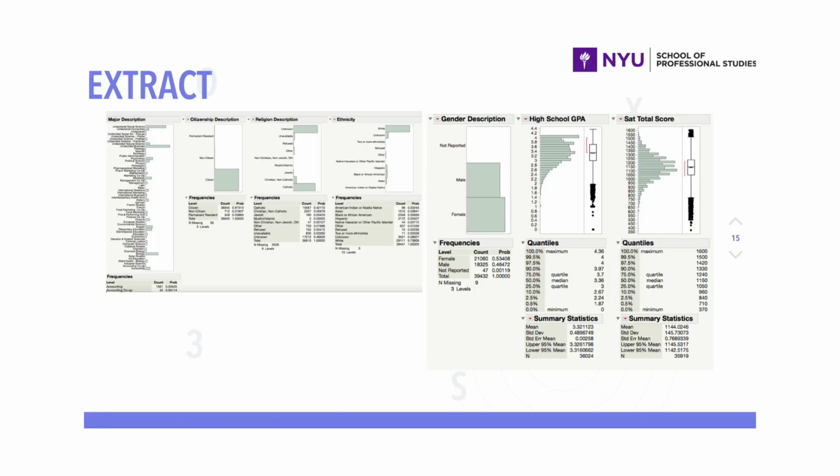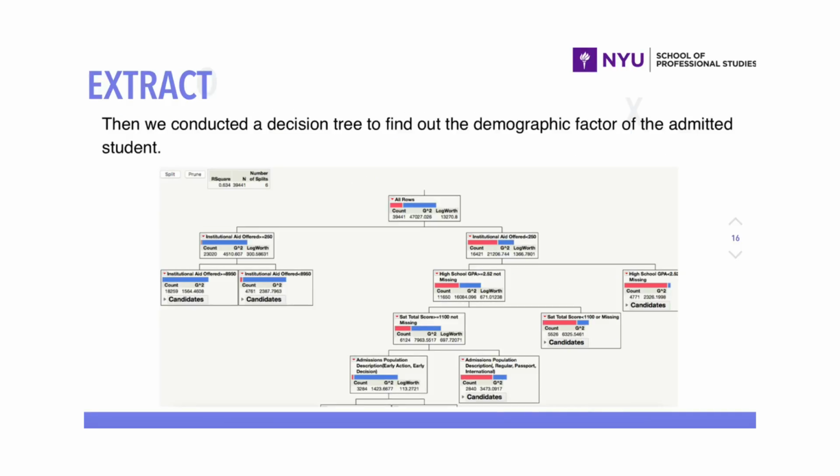Then we conducted a decision tree to find out the demographic factor of the admitted student. Blue indicates the admitted student and red indicates the students that are not admitted. From the decision tree, we found that students that are offered institutional aid higher or equal to $250 are more likely to be admitted.